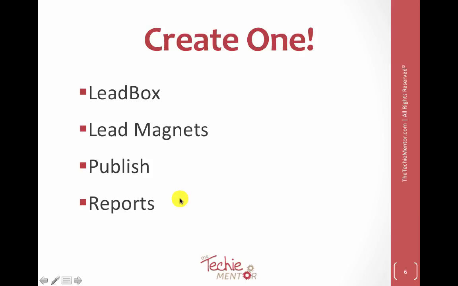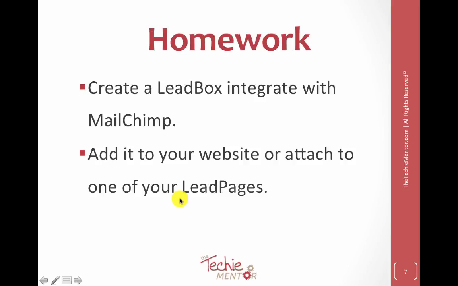So you can publish it all the different ways, and then your reporting. So what I'd like you to do is create a lead box and integrate it with MailChimp since we've already got it set up for you, and choose the options that you want. Play with it. They're very easy to use. They have a lot of bells and whistles, but they're easy to use. And if you have a website, try copying and pasting some of the text from one of the pop-up boxes or just a standard lead box into your website, or attach it to one of your existing lead pages, which is very easy to do. You just edit the lead page and choose that lead box.